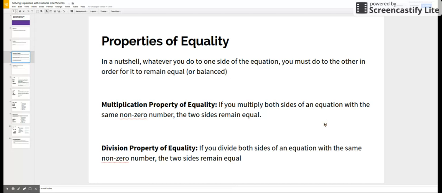The division property of equality is just if you divide both sides of an equation by the same non-zero number, then the two sides remain equal. So same thing, if you divide both sides of an equation by 2, your equation is still going to remain balanced or equal.